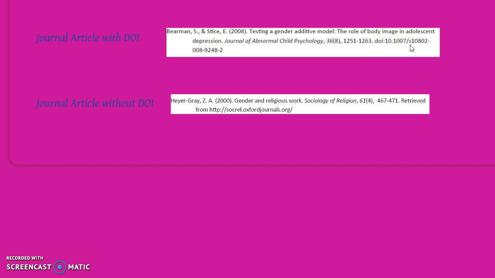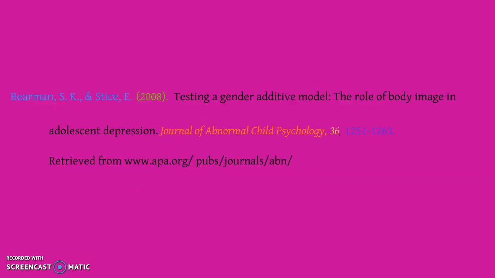If you do not have a DOI available, you must provide a retrieve from statement. And this video is going to talk about how to form that retrieve from statement. Before we discuss the retrieve from statement, let's talk about the different parts of an APA journal article citation without a DOI. We start with the author or authors, the year, the name of the journal article, the name of the journal, the volume, page numbers, and then the retrieve from statement itself. Let's take a closer look at these pieces.